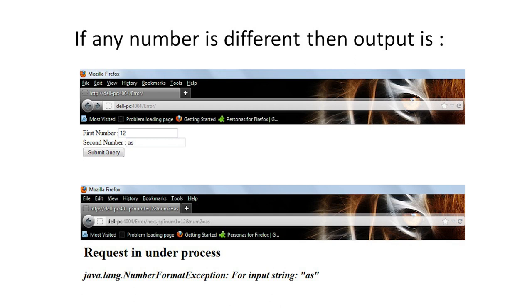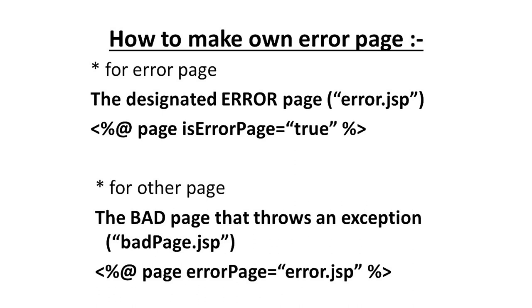In that case, the exception will be generated and the message that the request is under process will be displayed, along with java.lang.NumberFormatException, which means we have to give an integer here, but we are typing a string. So the number format is missing. So the user will understand that he has inputted a wrong value, he will run again and correct the value. So this is alarming us that we have given the wrong input. This is the program which we have already discussed.